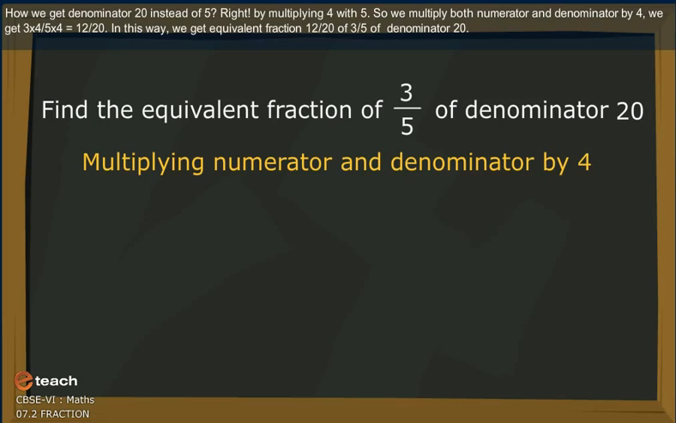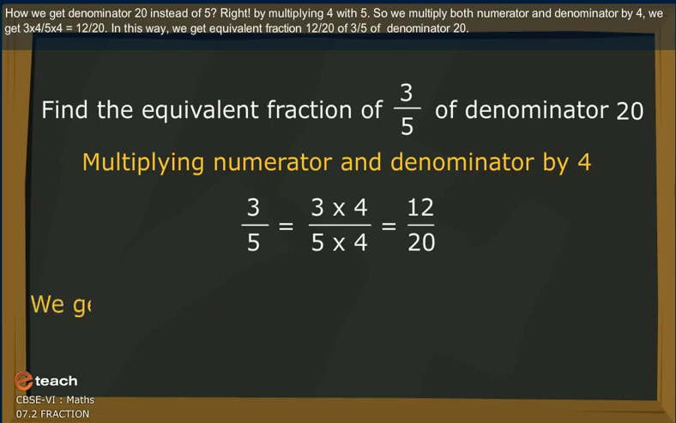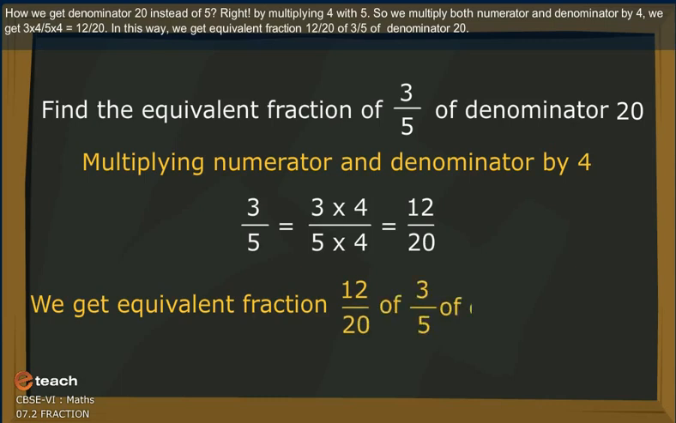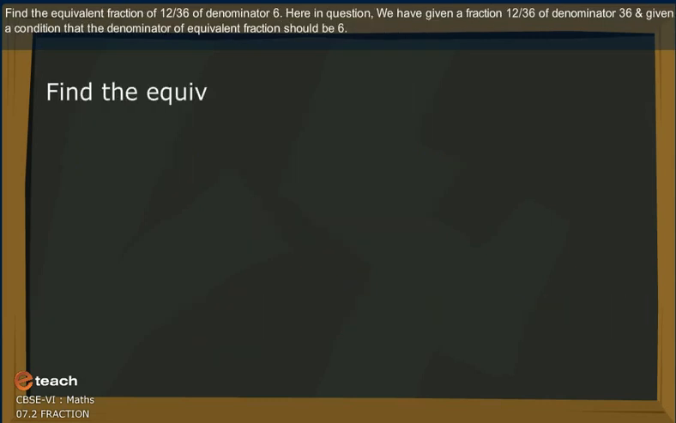So, we multiply both numerator and the denominator by 4. We get 3 multiplied by 4 divided by 5 multiplied by 4. That is equal to 12 by 20. In this way, we get equivalent fraction 12 by 20 of 3 by 5 of denominator 20.